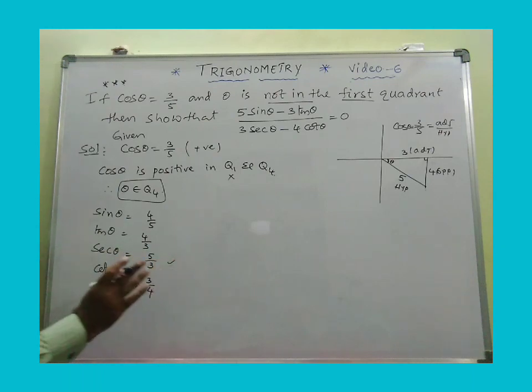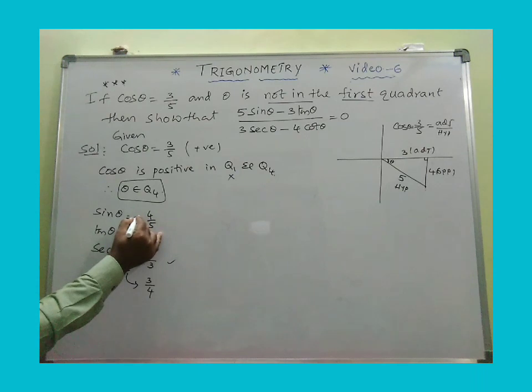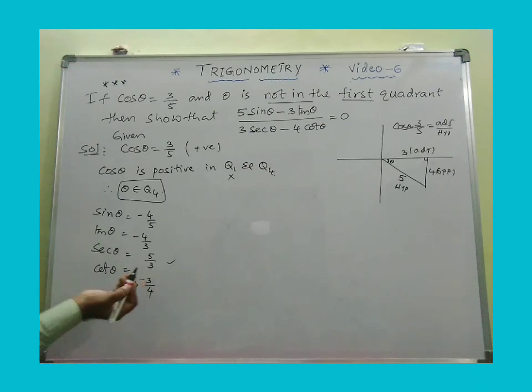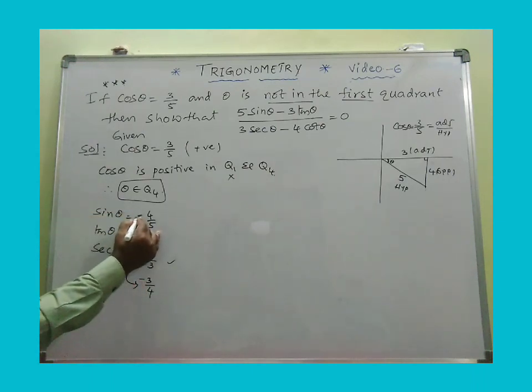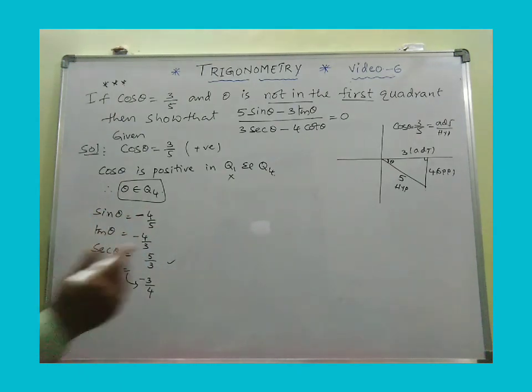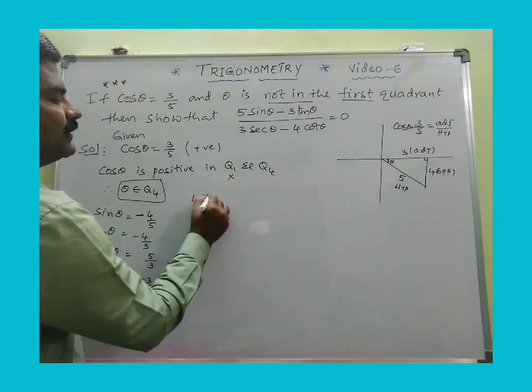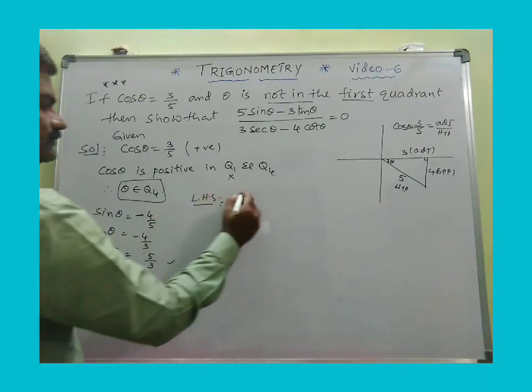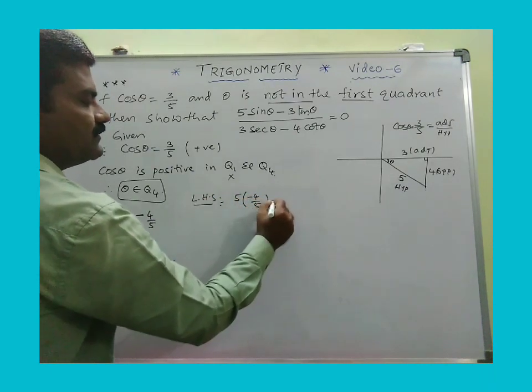Cos and secant are positive and the rest of them are negative. That's why we need to take minus, tan also minus, secant is positive and cot also minus. So this is very, very important. This sign indicates which quadrant it belongs to.